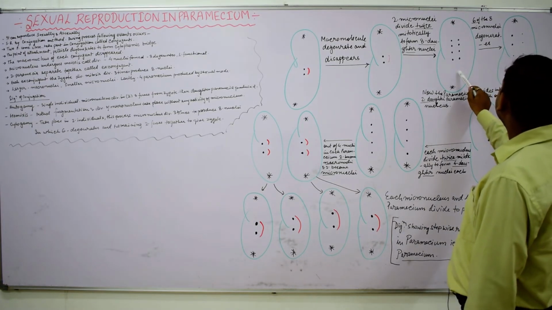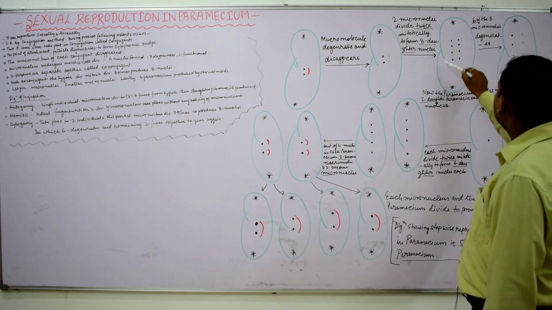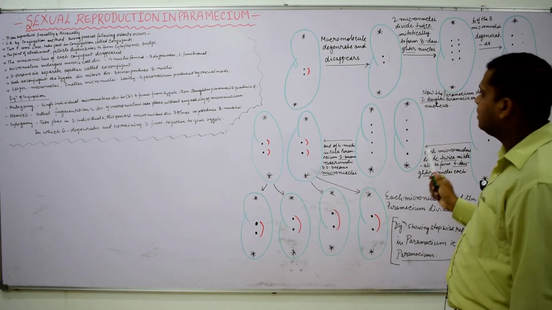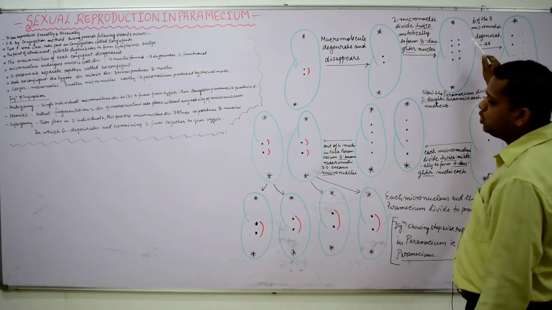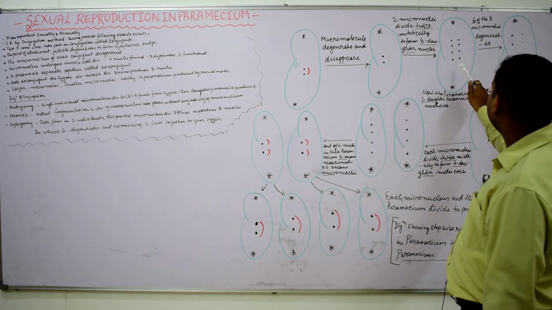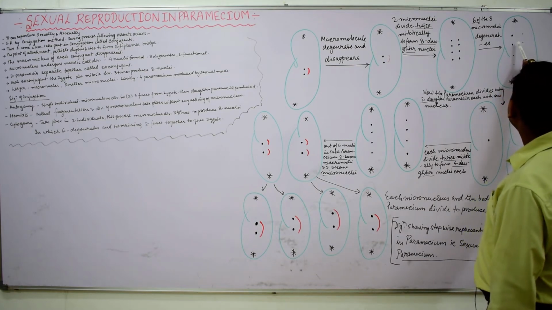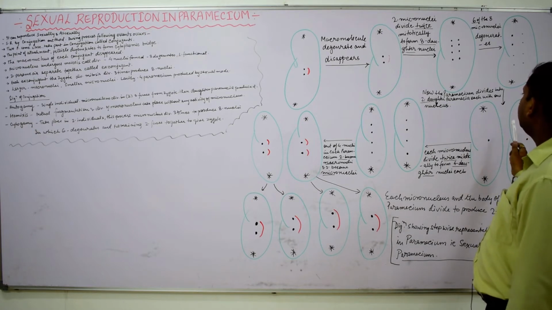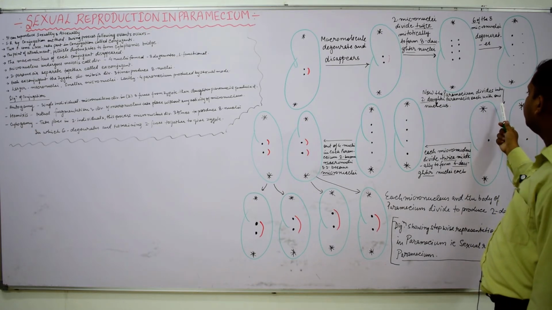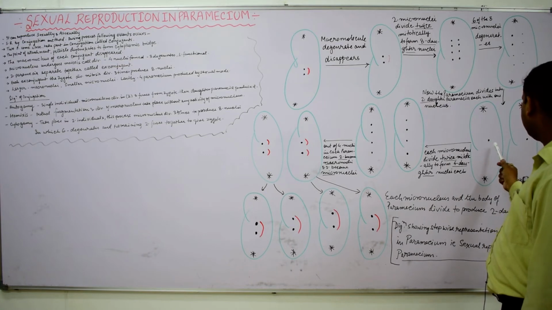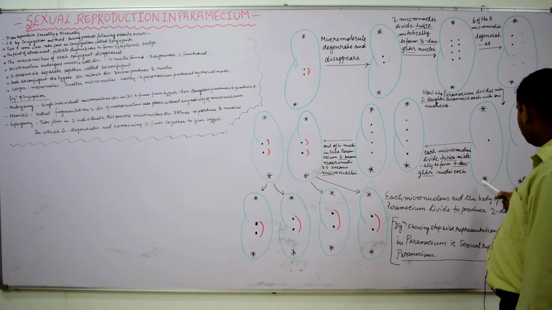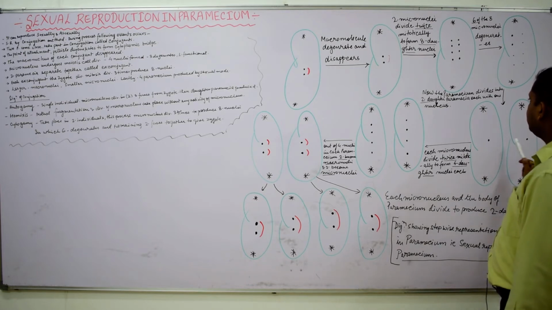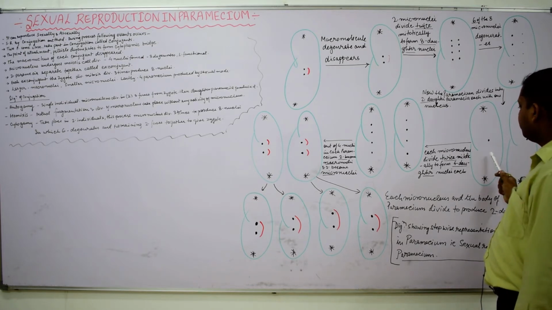And what happened in this? Of the 8 micronuclei, 6 micronuclei will degenerate. So how many are left? Only 2 micronuclei are left. Now the Paramecium divides into 2 daughter Paramecia with 1 nucleus each. We will see in this diagram that in each Paramecium only 1 micronucleus, or you can say 1 nucleus, is present.